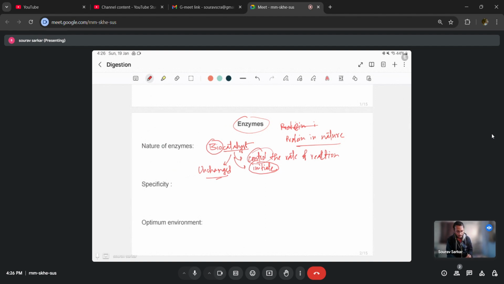Now, regarding the specificity of enzymes, there is a theory known as the lock and key theory. What is the meaning of the lock and key theory? For each lock there is a separate key. Without that particular key we can't open the lock. So in the case of enzymes, for a specific substrate there is a specific enzyme.